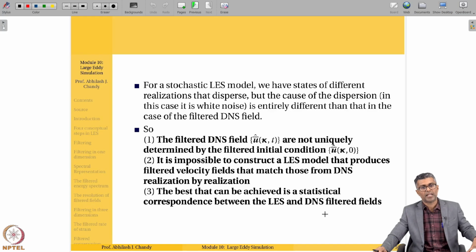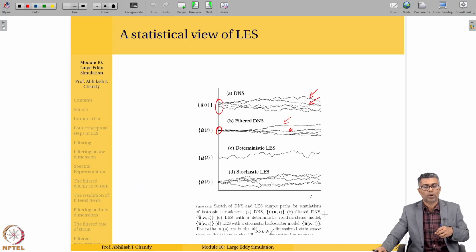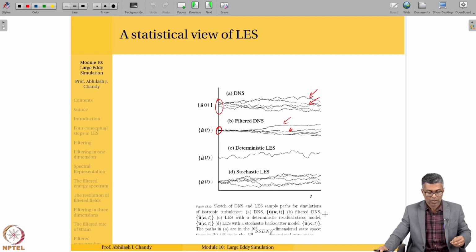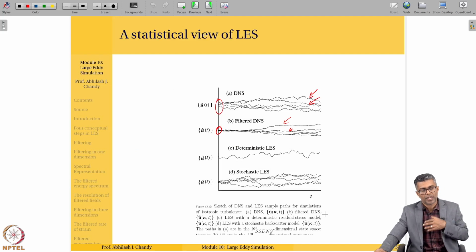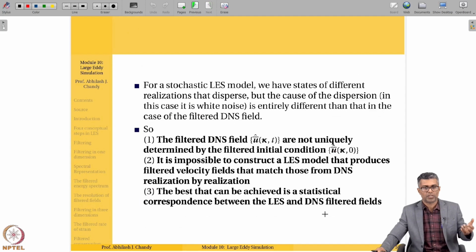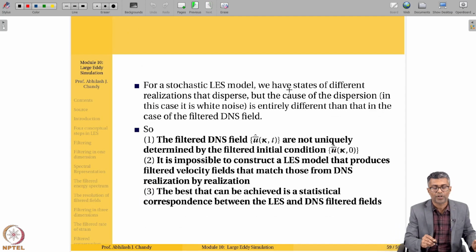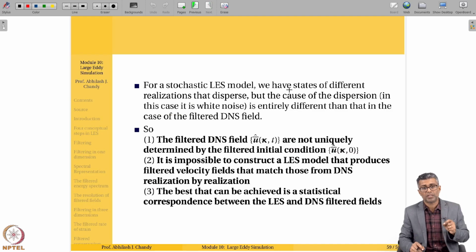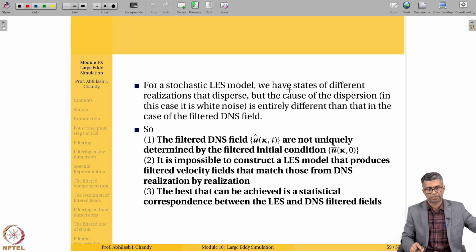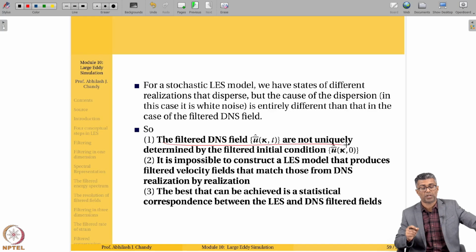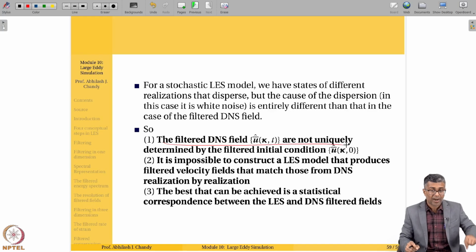And for a stochastic LES model, which is more like a random-process-based LES model, you have slightly different initial conditions, and they proceed along different paths as well. So here we have states of different realizations that disperse, but the cause of the dispersion is very different from what you would have in a filtered DNS field. So the conclusion here is that the filtered DNS fields are not uniquely determined by the filtered initial condition. As you saw, they started from the same initial condition, but still proceeded along different paths.